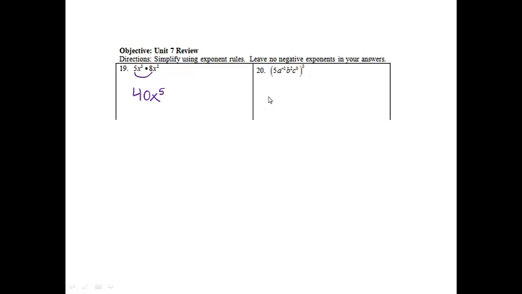Number 20. The quantity 5a to the negative 2, b squared, c to the 0, all raised to the third power. I know that if I have parentheses, I'm going to multiply. The first thing I'm going to do is put a 1 on that 5, though. And one thing that I found, if you're struggling, it helps to go ahead and put everything that's inside of the parentheses down, and now we just need to figure out the power.